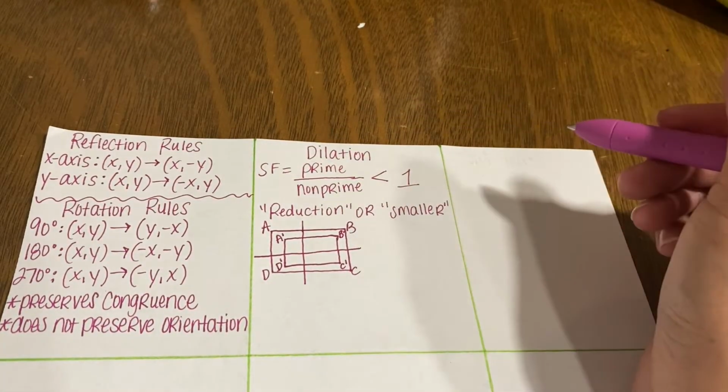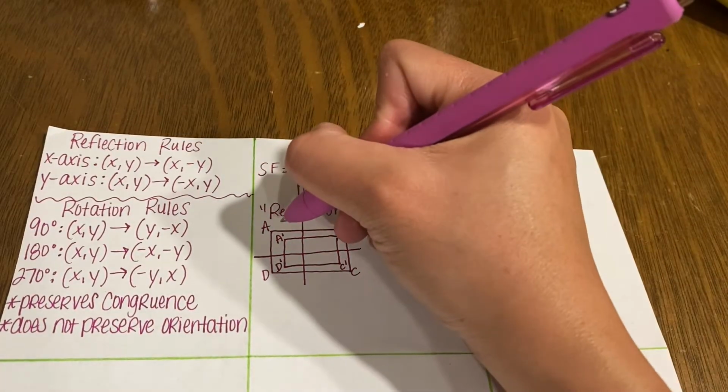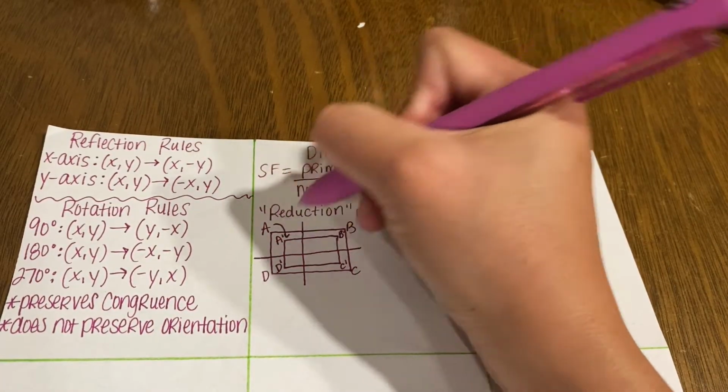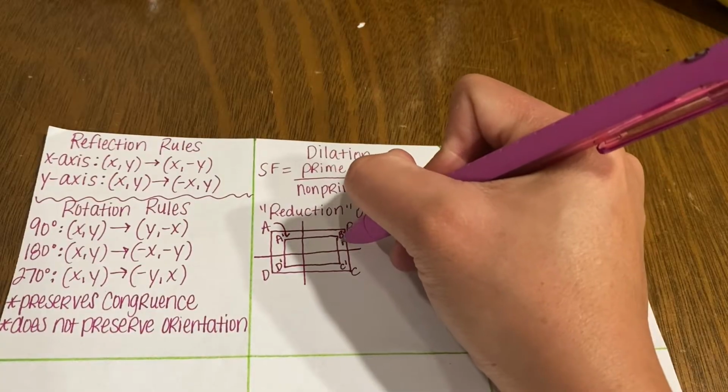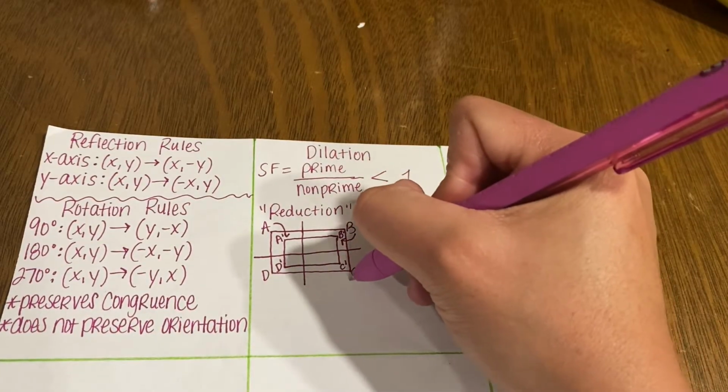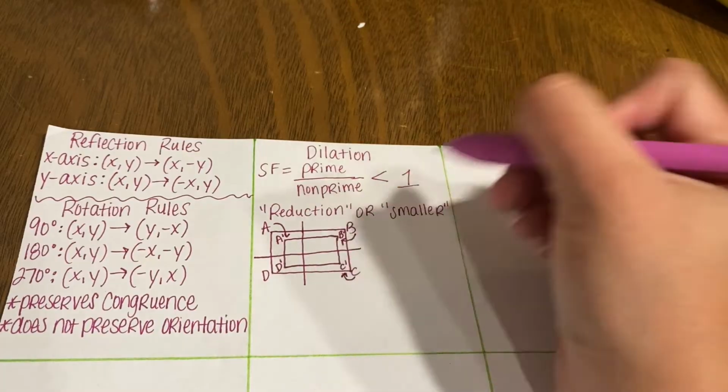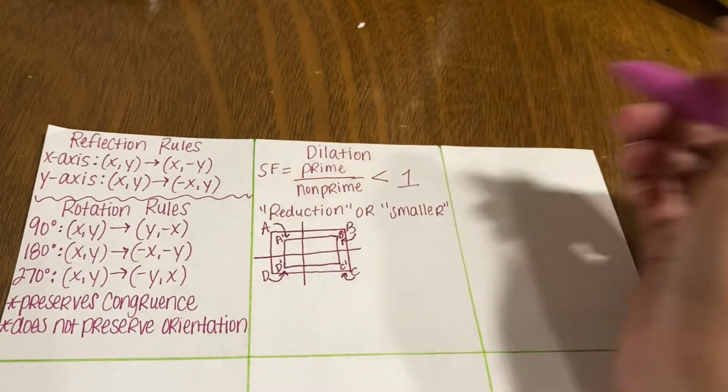Okay, so I applied a reduction using a scale factor that was less than 1. My image, or my shape, my rectangle, got smaller, so the A became A prime, the B became B prime, the C became C prime, and the D became D prime.